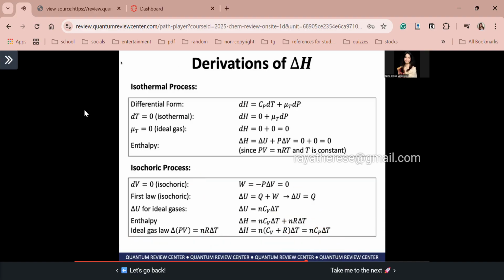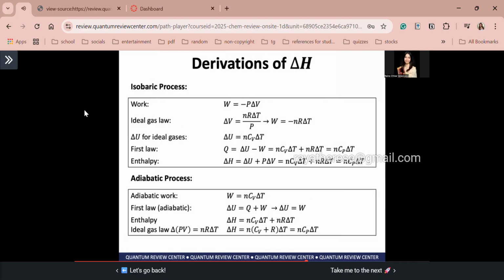Then, for isobaric processes, we know that work is equal to negative P delta V. And we know that from the ideal gas law, delta V is just equal to nRT over P. So work, which is equal to negative P delta V, is just equal to negative nR delta T, right? Based on the ideal gas law. Knowing that delta U is equal to nCv delta T, we combine this nR delta T and this nCv delta T to get Q.